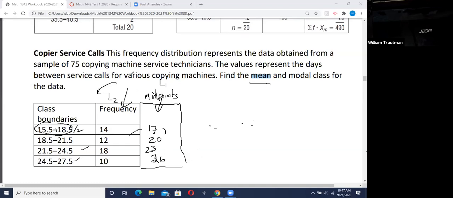Number 1, edit and clear list 1 and 2. List 1 is 17, 20, 23, and 26. And list 2 is 14, 12, 18, and 10. So make sure you put the midpoints in list 1 and the frequency in L2.